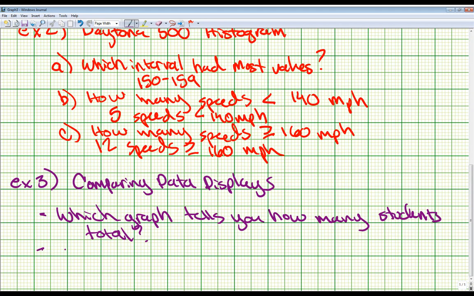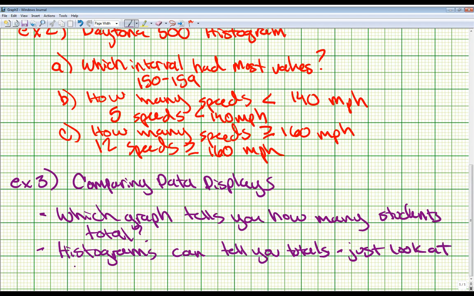And we will write our answer to that. Histograms can tell you totals. All we have to do is just look at the frequencies on the left. And that will total up how many total people we have in the class. Okay, we have one more example.